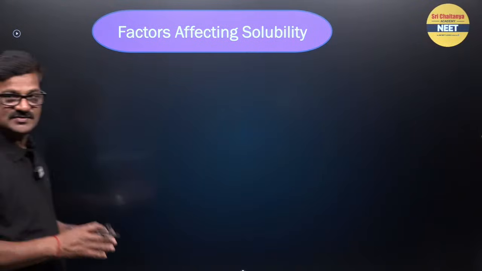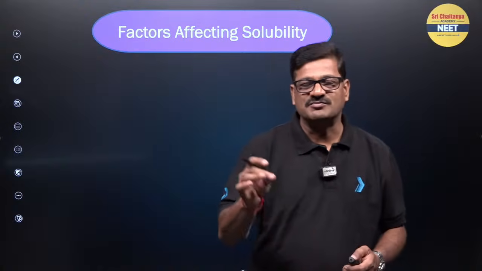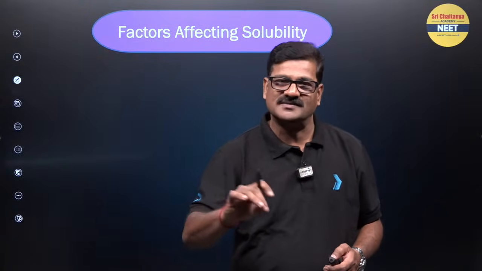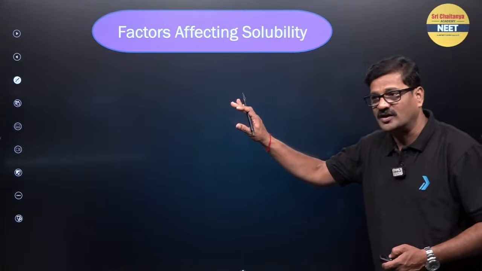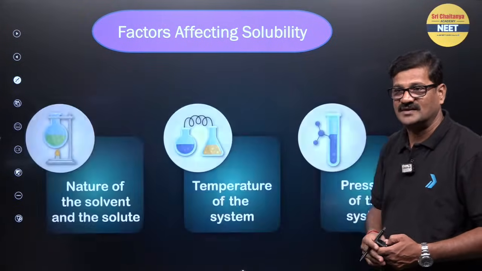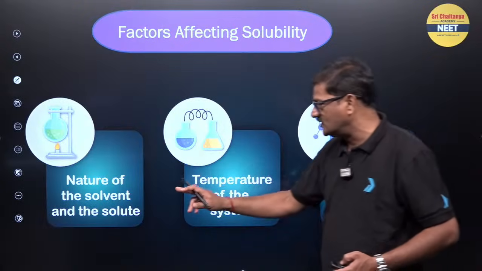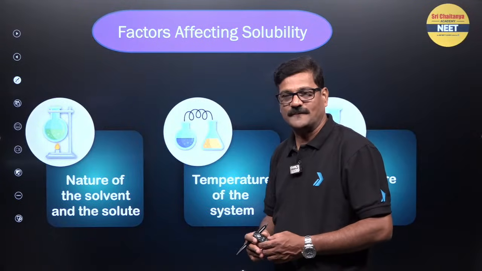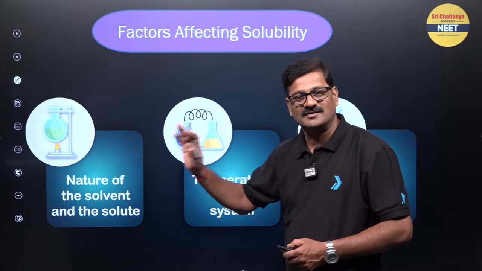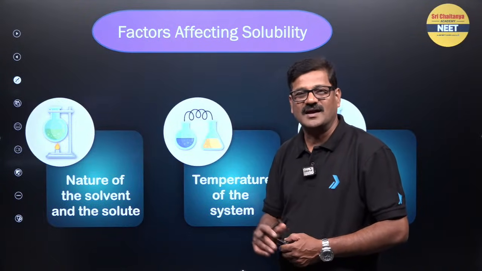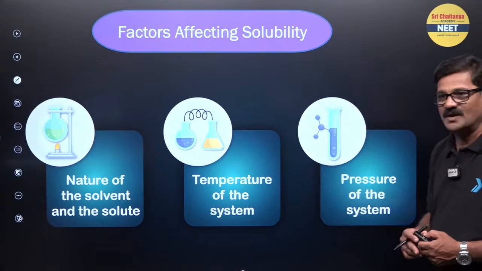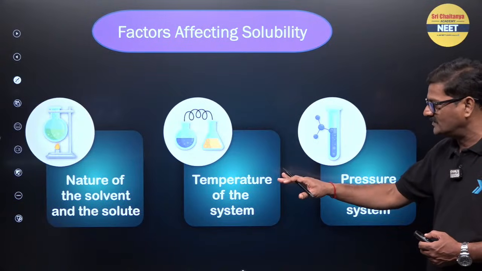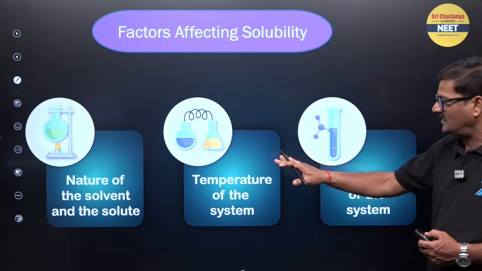So what is the solubility? The maximum amount of the solute that can be dissolved in a liter of solution is called solubility. So factors affecting solubility are very important. I don't want to indulge into the details of this, but I'll give you the outlines. Nature of the solvent and the solute: ionic compounds are more soluble in polar solvents like water, and vice versa. Temperature of the system: it depends upon whether the process is endothermic or exothermic.